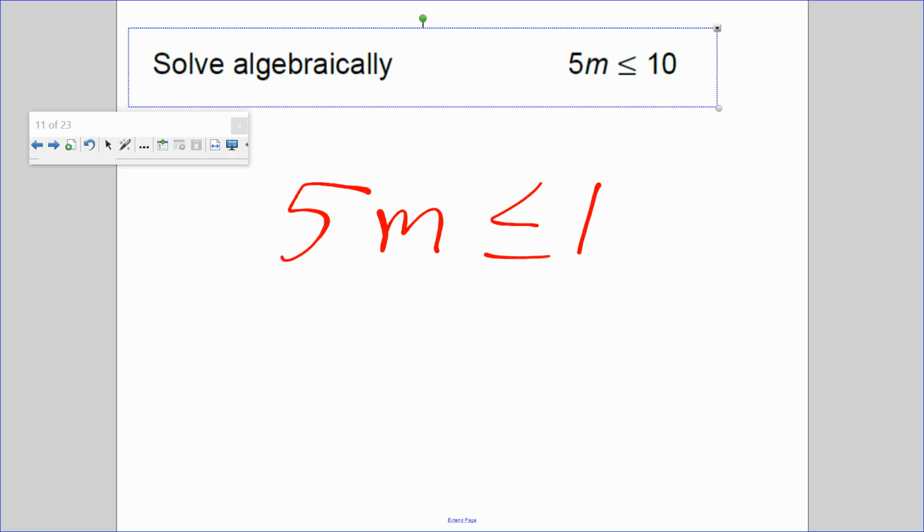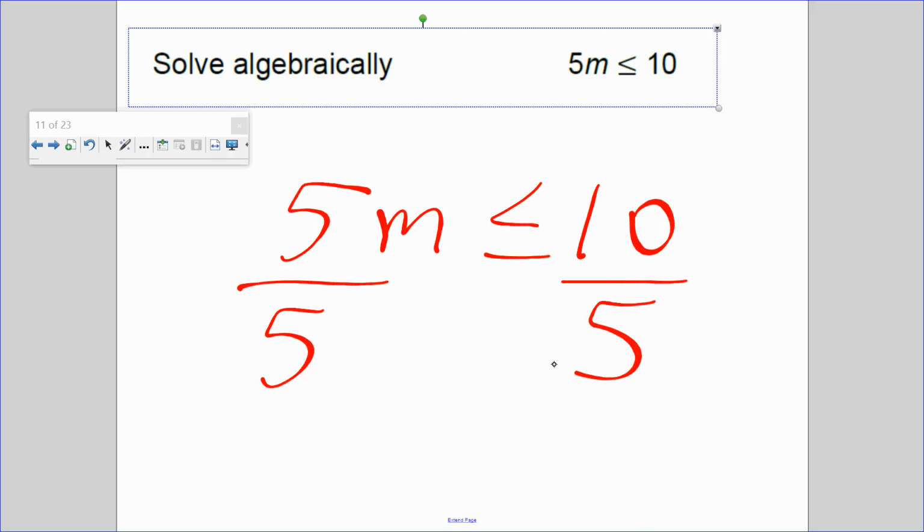5m is less than or equal to 10. Again, this means multiply. I need to isolate m. What is the inverse operation of multiplication? Division. This cancels out. M is less than or equal to 2.